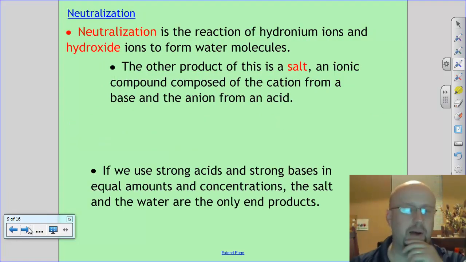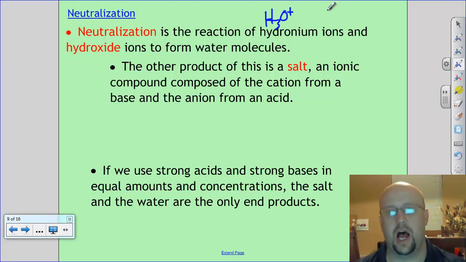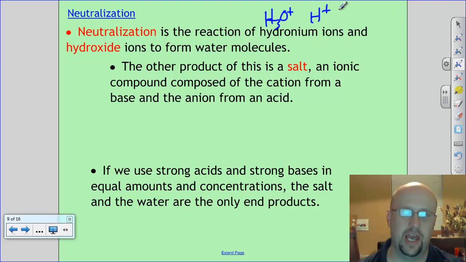Okay, real quick. Neutralization is what happens when we add acids and bases together. Hydronium ions or H+ ions. So hydronium basically means this, H3O+, and that's just a fancier way of writing H+. These are sort of the same thing. This technically is a hydrogen ion, and this is a hydronium ion. And when they react with hydroxide ions, they're going to form water molecules.